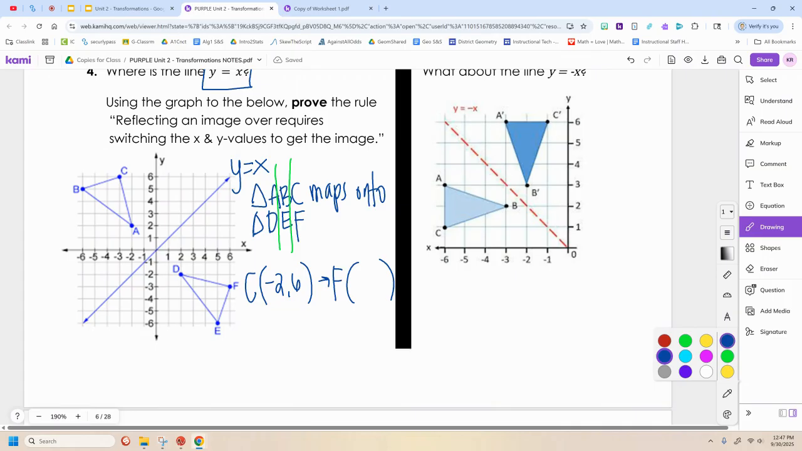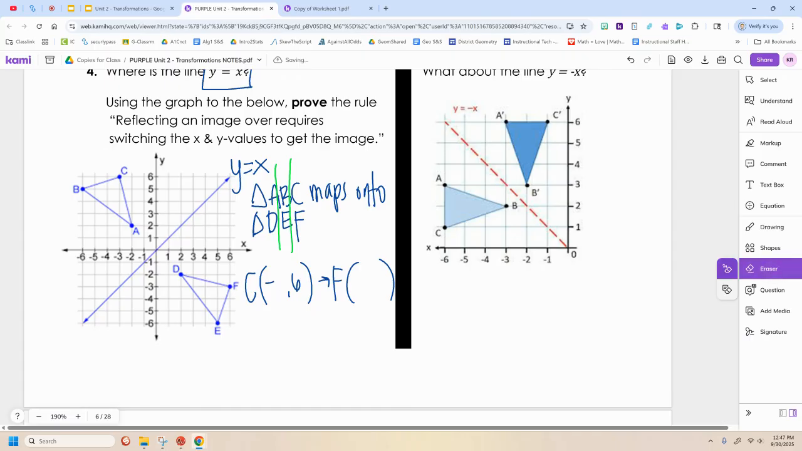Where is F? 6, comma... Oh, did I get a number wrong? I did. Thank you. I was going to say that. Sorry. Sometimes standing off to the side of the board, I miscount. So always feel free to stop me, Ms. Rupp. It was 3. No worries. Okay, so now this one is 6, comma, -3, right?